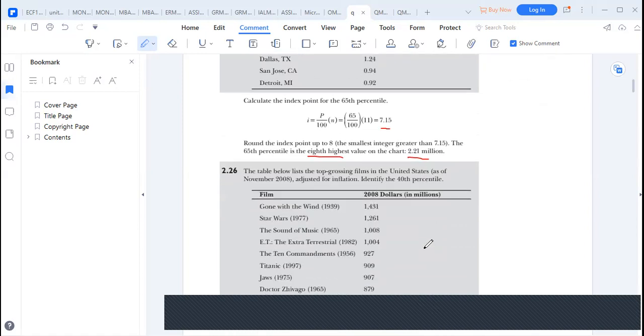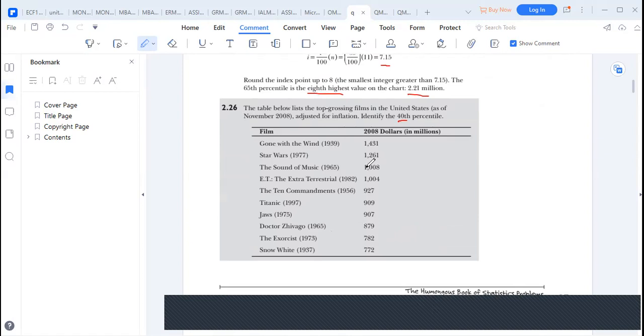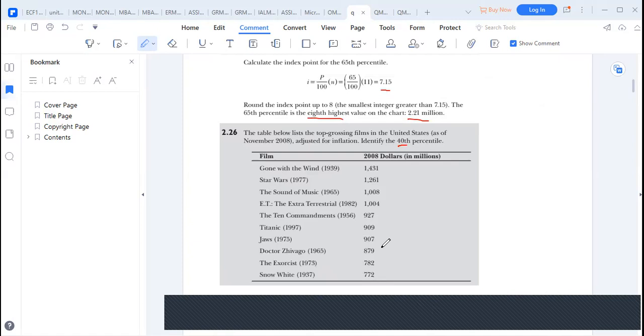Here we're being asked to identify the 40th percentile. It's arranged in ascending order. So it will be 40 over 100 times how many are these? 1, 2, 3, 4, 5, 6, 7, 8, 9, 10. All right, so 40 percent of 10 is exactly 4. If you count 1, 2, 3, 4, that is 907.